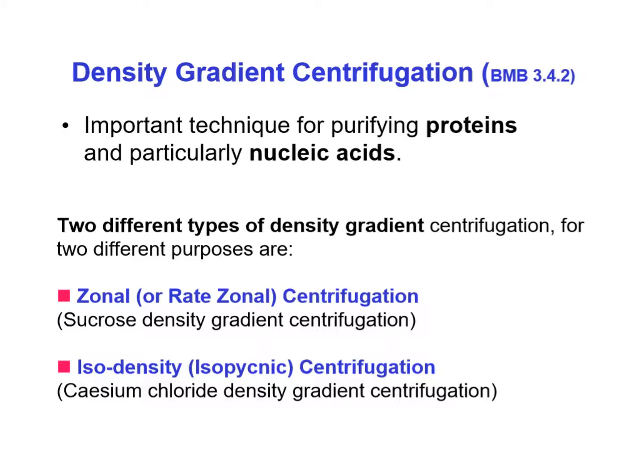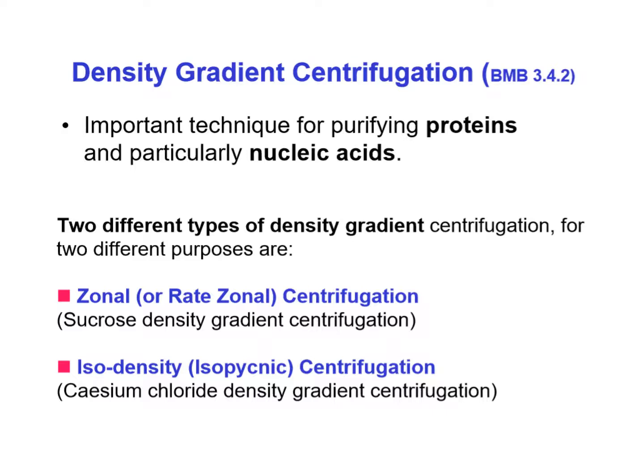So we've talked about differential, and I did mention there were three main types of centrifugation. There are two types of density gradient centrifugation used for different purposes. Those are zonal or rate zonal, usually with a sucrose, very viscous, dense gradient, or isopycnic, isodensity. Use that term maybe to understand it.